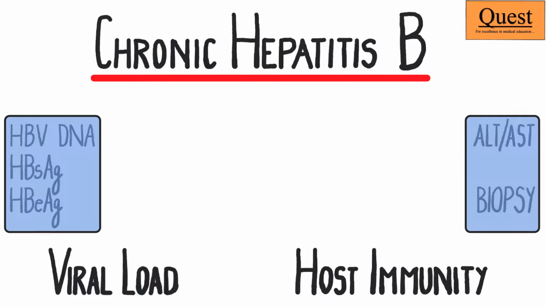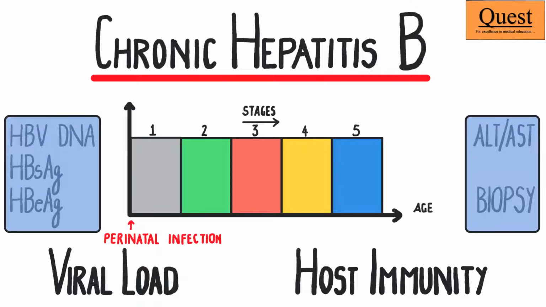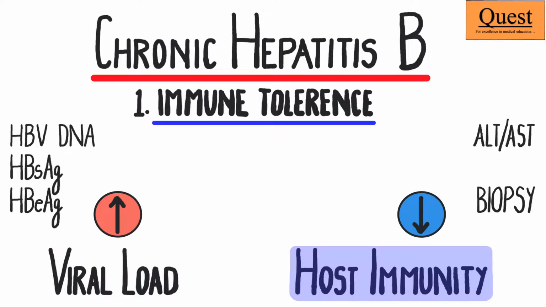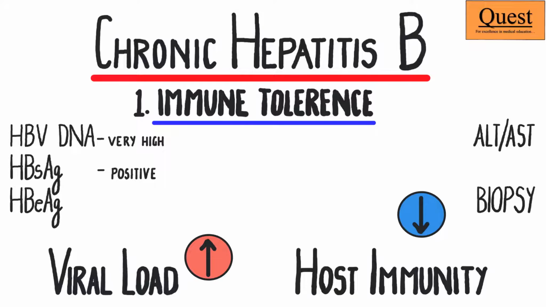Now, let's understand that in chronic hepatitis B, once the infection has been acquired as a neonate, there are going to be 4 to 5 stages of the disease. The first stage is the stage of immune tolerance. This is a stage where the virus is replicating in the body, but the body is not mounting a significant immune response. Therefore, the viral load, which is known by the viral DNA, is going to be very high. Of course, the hepatitis B surface antigen is going to be positive, and since the virus is replicating, HBe antigen is also going to be positive.